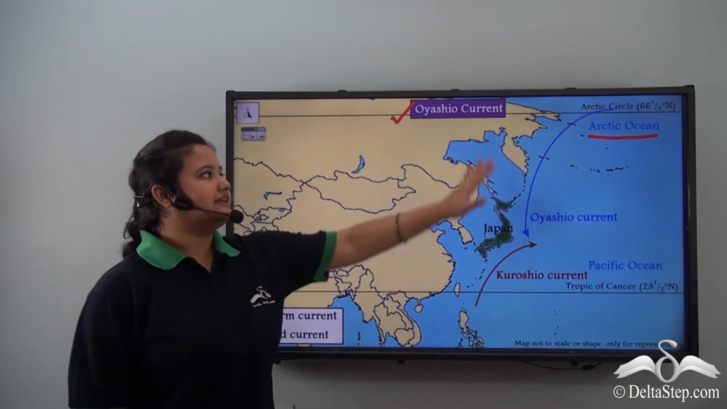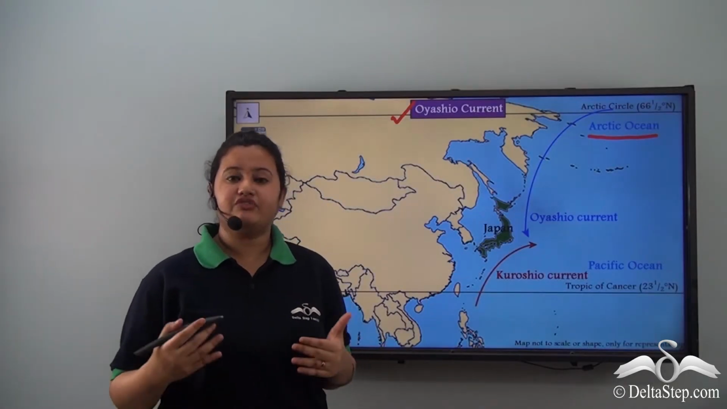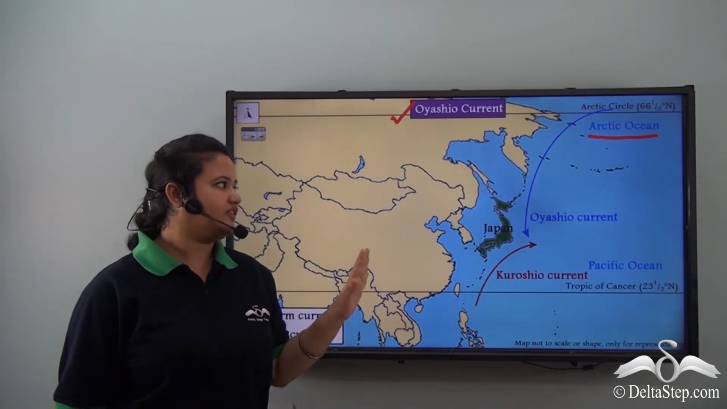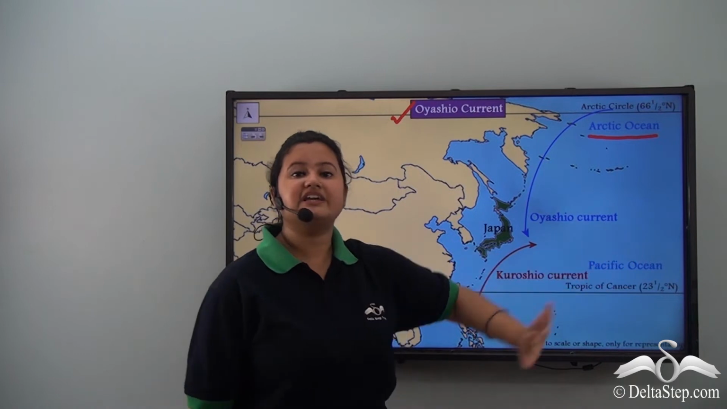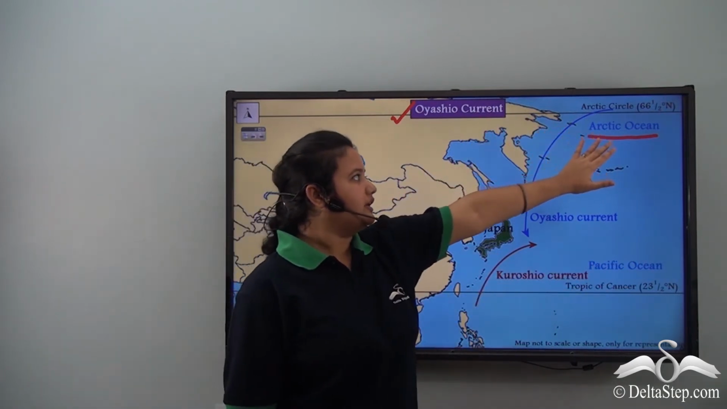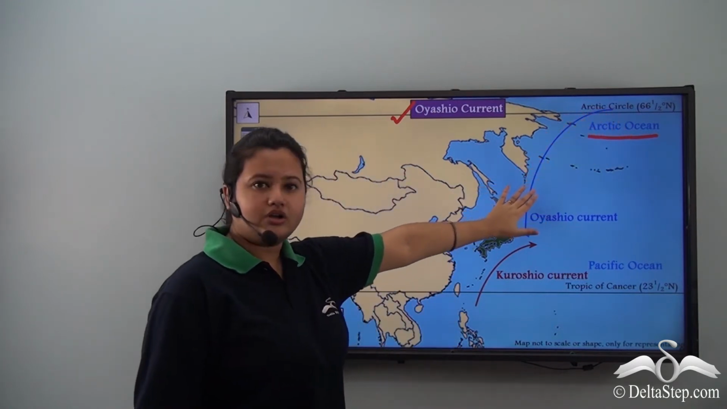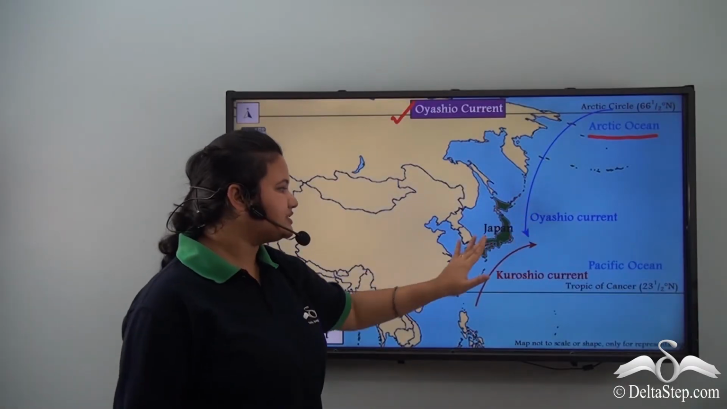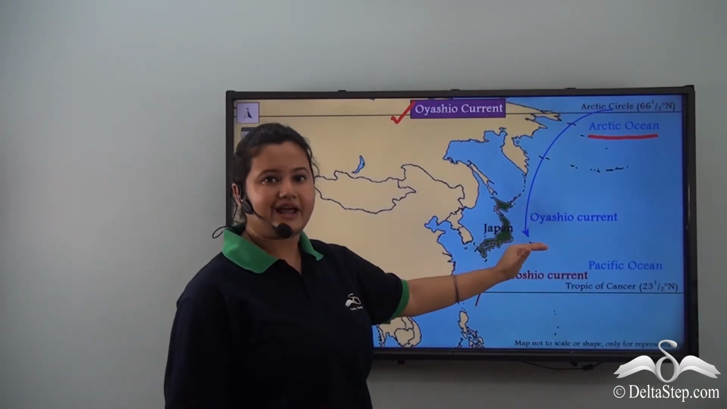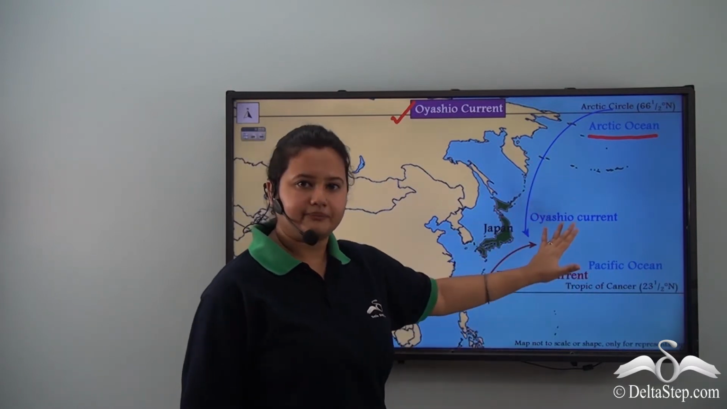Since this current originates in the Arctic Ocean, in the polar region which has very cold temperature, the Oyashio current is a cold current. It flows southwards towards Japan. When it comes here, it meets with the Kuroshio current and develops a very rich fishing ground.